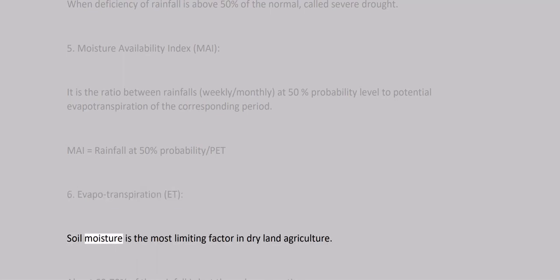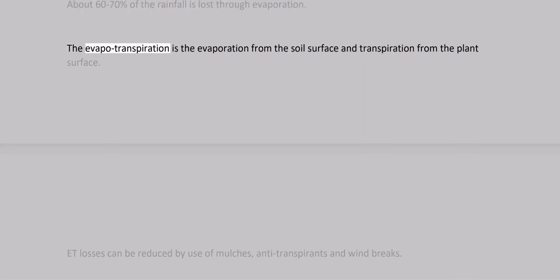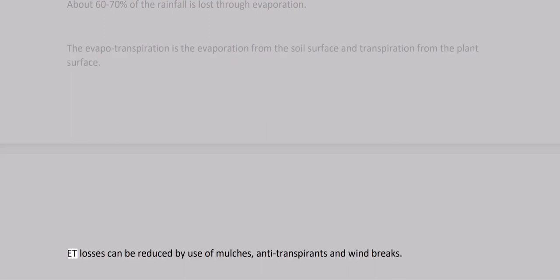6. Evapotranspiration, ET. Soil moisture is the most limiting factor in dry land agriculture. About 60 to 70% of the rainfall is lost through evaporation. The evapotranspiration is the evaporation from the soil surface and transpiration from the plant surface. ET losses can be reduced by use of mulches, anti-transpirants, and wind breaks.